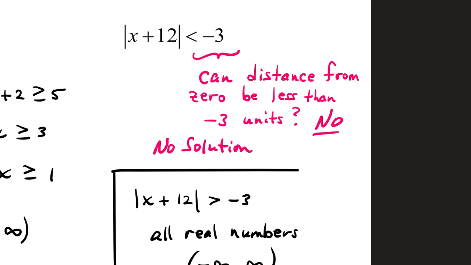On the other end of the rainbow, if this had been a greater than -3, you would have all real numbers, because pick any number, add 12 to it. Suppose you pick a 5. 5 plus 12, 17. How many units from 0 is 17? It's 17, and that is greater than -3. It turns out any number you pick, if you add 12 to it, measure how far that number is from 0, your answer will always be greater than -3, whereas in the example above, any distance you find will never be less than a negative.